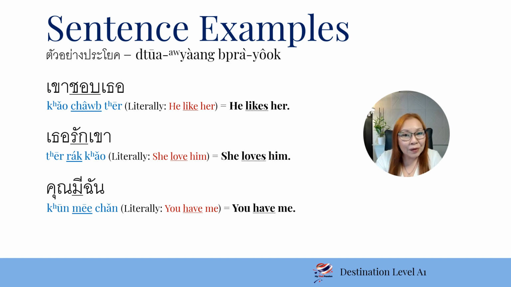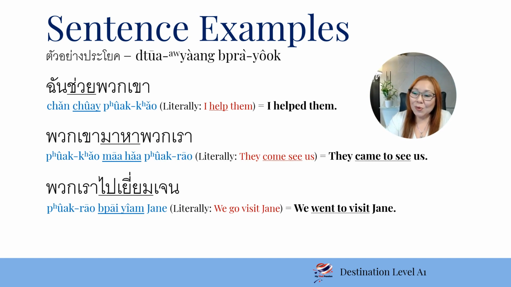So now let's have a look at some more sentence examples. And here are some more ตัวอย่างประโยค for you. The first one is ฉันช่วยพวกเขา. I helped them. So you see, ฉัน means I, for a female speaker, in the subject position. And then พวกเขา is in the object position, so it means them. ฉันช่วยพวกเขา, I helped them.